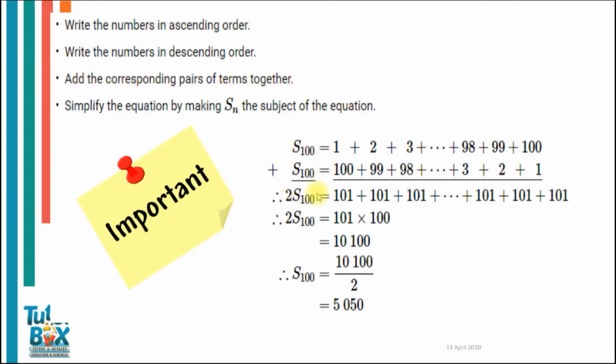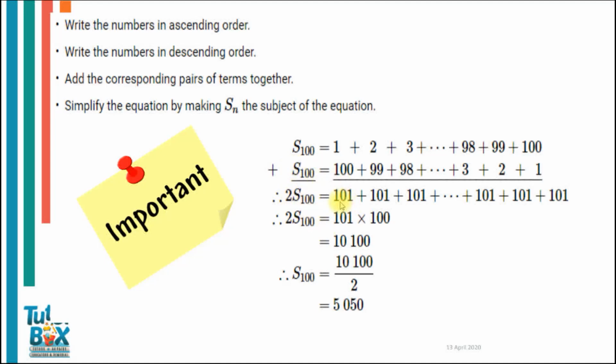And then add the corresponding pairs of terms together. First let's add this part. If S100 plus S100, this will be 2S100. You can actually think of this as a variable. Let's say this was x. x plus x will be 2x. That's why S100 plus S100 will be 2S100.